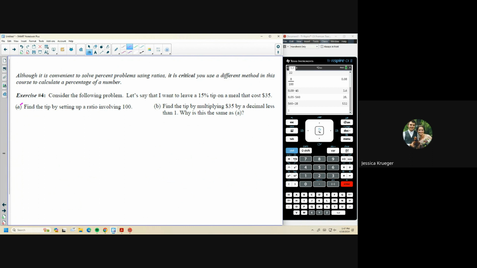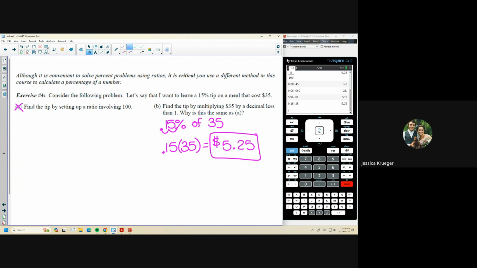Okay, so on exercise 4, part A, we're going to skip. If I want to leave a 15% tip on a meal that costs $35, we're going to find out how much that is. So I need to figure out what 15% of 35 is. I've got to turn 15% into its equivalent decimal form. So that would be 0.15 times 35. When I multiply those together, I end up with $5.25. So the tip that I would need to leave is $5.25.